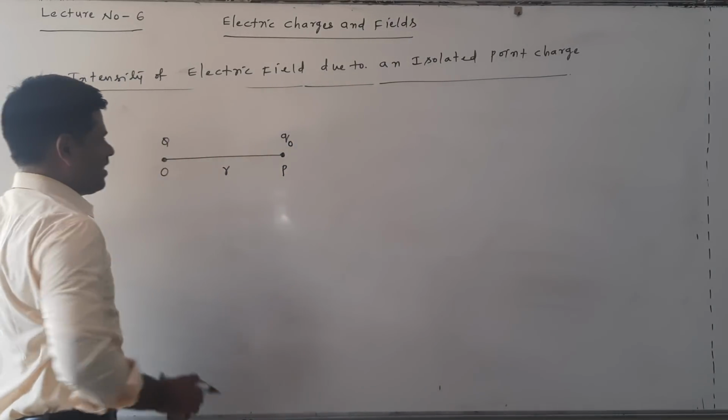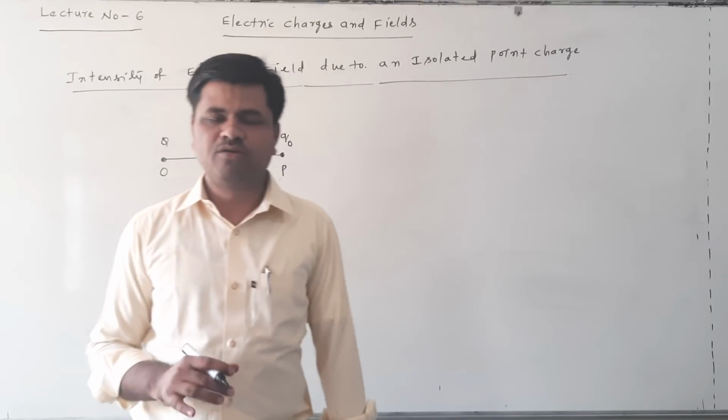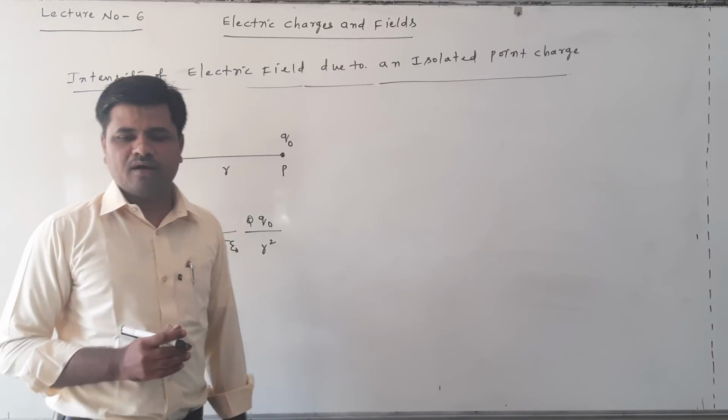Now, the force acting on the Q naught charge can be written according to Coulomb's law. The force acting on the Q naught charge due to the Q charge can be written as F is equal to 1 by 4 pi epsilon naught, Q Q naught by R square. This is the force between the two charges according to Coulomb's law.